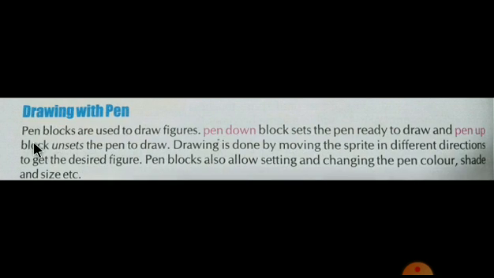Working with drawing pen. Pen blocks are used to draw figures. Pen down blocks set the pen ready to draw, and pen up blocks unset the pen to draw. Drawing is done by moving the sprite in different directions to get the desired figure. Pen block also allows setting and changing the pen color, shade and size, etc. By using pen block you can change your size of pen, you can change the pen color, you can give shade also, or you can change the size also.